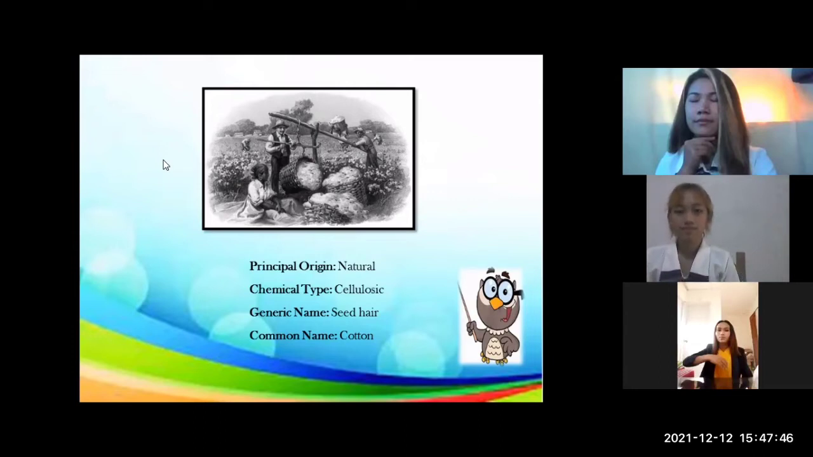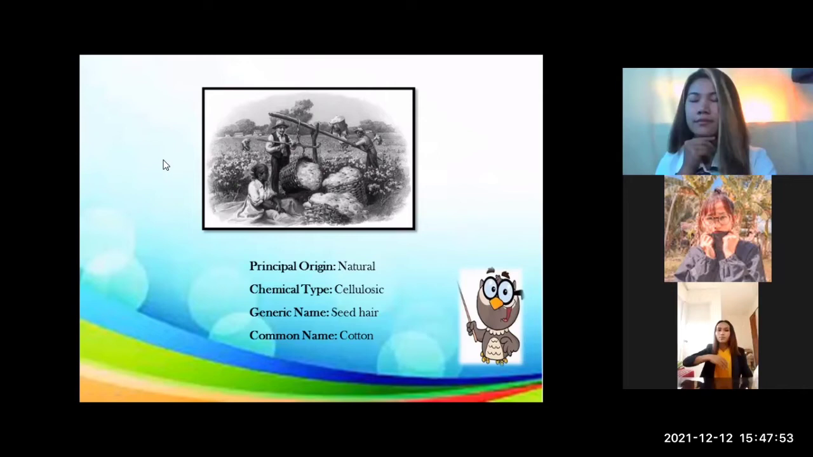And during the manufacturing process, other chemicals are used to improve the fibers. Technically, it is still natural because it's still a plant. But the effect of these chemicals has a negative impact on the people, plants, as well as the land it is used on. So the next is the chemical type.